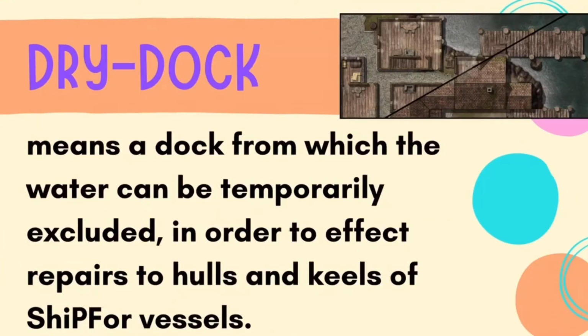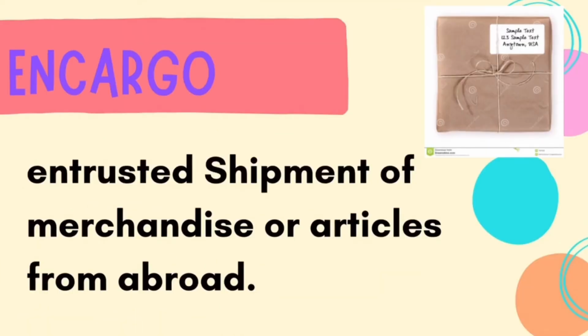Dry dock. It's a dock where the water can be temporarily excluded for the purpose of repairing hulls and keels on ships or vessels. Entrusted cargo. Are the entrusted shipment of merchandise or articles from abroad.